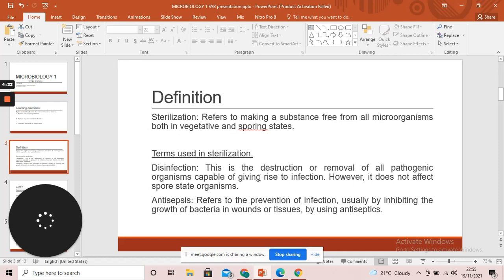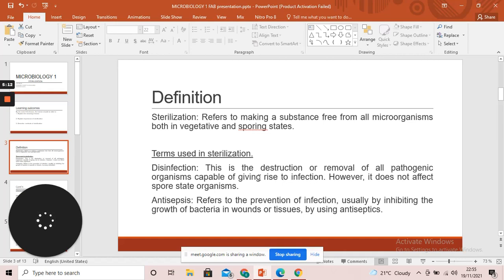To start with the definition, sterilization refers to making a substance free from all microorganisms, both in vegetative and sporing states. One important aspect about microorganisms, especially the bacteria, is that they form spores when exposed to stressful conditions. So sterilization is supposed to clear the bacteria both in its vegetative state and also in its sporing state.